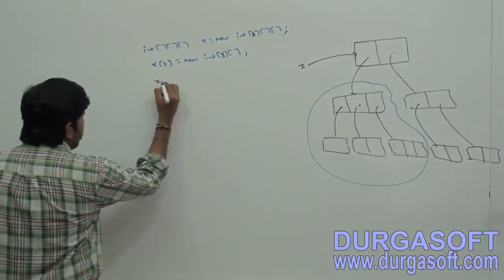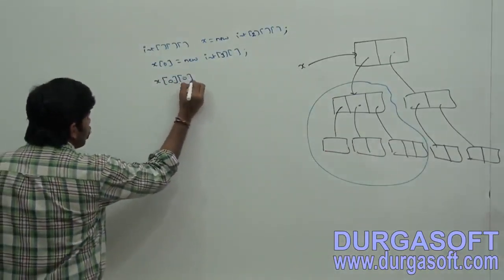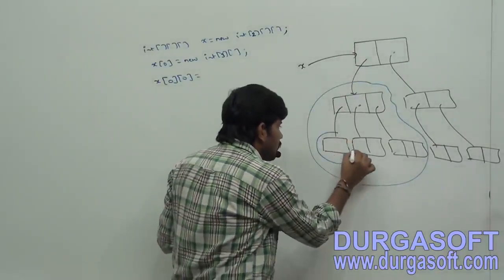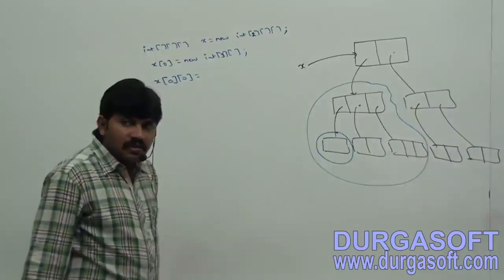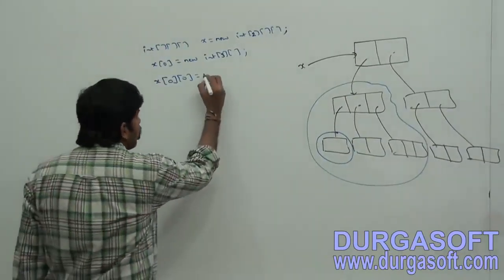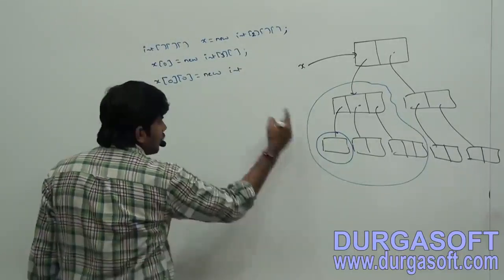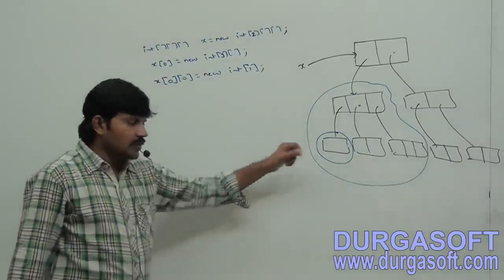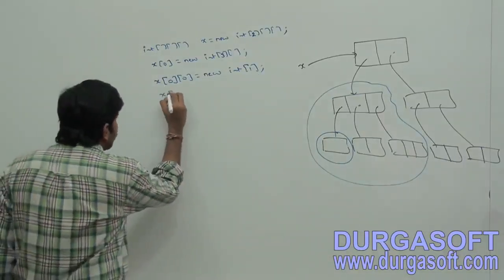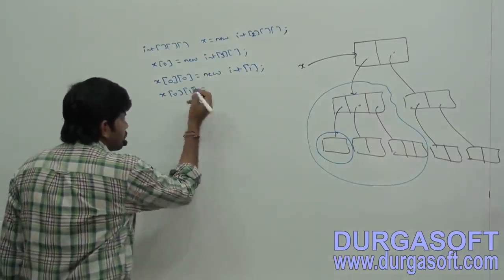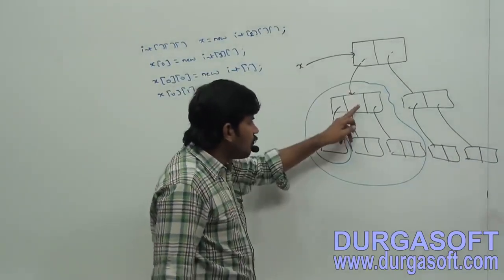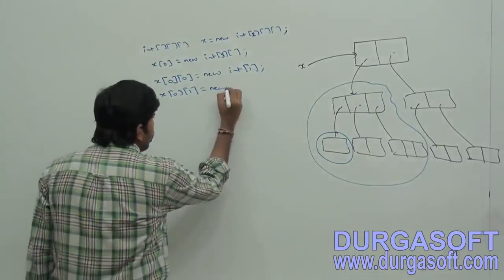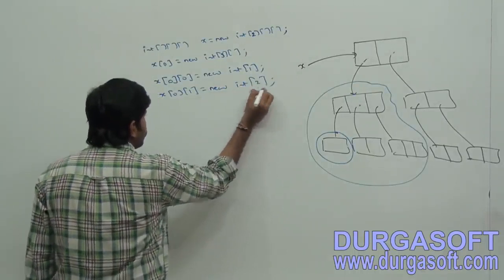Next, x of 0, 0. x of 0, 0 is nothing but this part. Can you tell what x of 0, 0 is? A new int 1-dimensional array with size 1. Next, x of 0, 1 is nothing but this one. Can you tell what this is? A new int array of size 2.